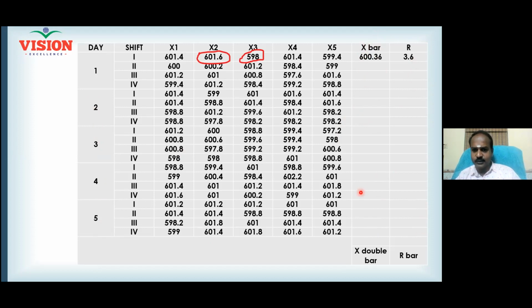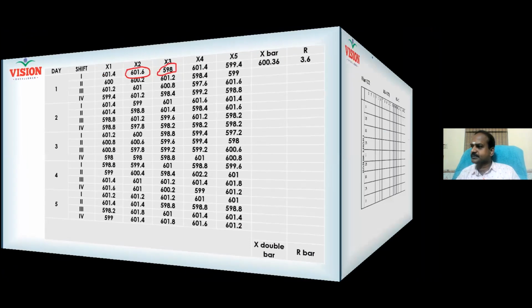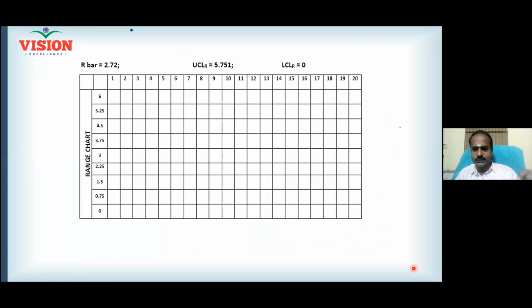Now, for all the 20 averages, can you calculate the average of the averages? Possible, right? That is X double bar. This X double bar is going to be the center line. Similarly, you have 20 ranges. Calculate the average of the ranges. That is called R bar. The R bar will be the center line in the range chart. Right? So now, once you have the data for X bar chart, data for R chart.